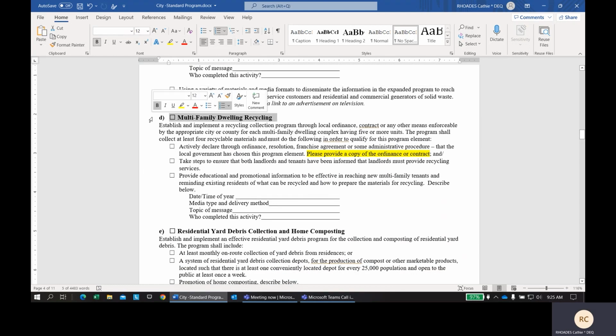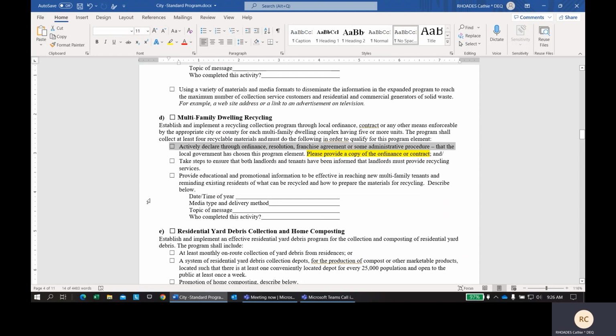Moving on to program element D. This is a multifamily recycling program. You're required, if you choose this program, to establish and implement a recycling collection program through local ordinance, contract, or other means enforceable by the appropriate city or county for each multifamily dwelling complex having 5 or more units. This program shall collect at least 4 recyclable materials and must do all of the following below.